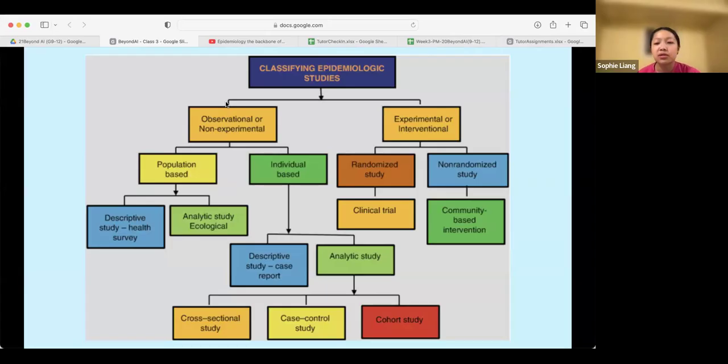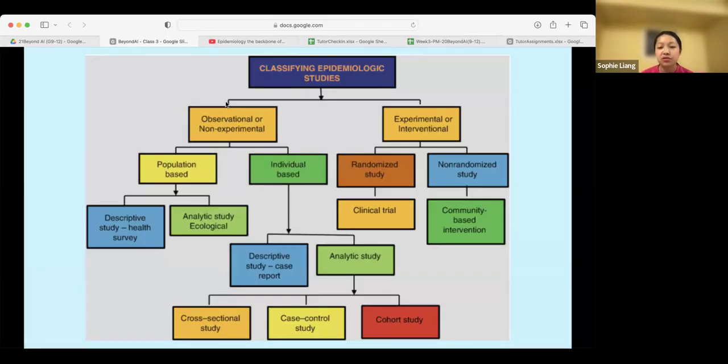So you could measure something like maybe you look at a group of people's diet and then BMI and then what type of diseases they know they have. But it's all at one time point. And then there's also case control studies and cohort studies. And then on the other side of it, you have experimental or interventional.